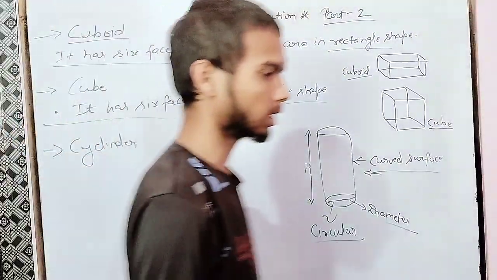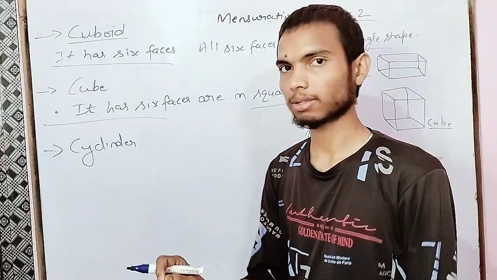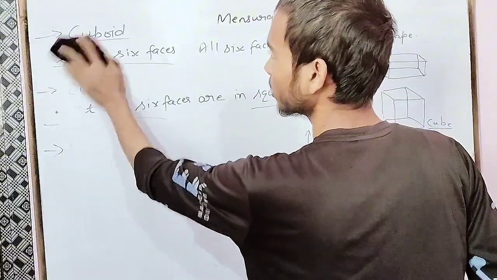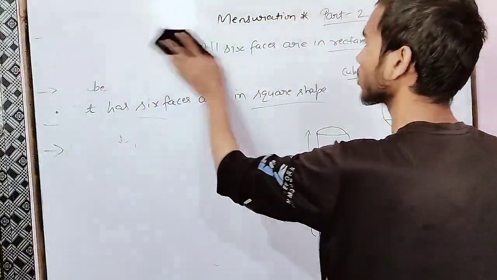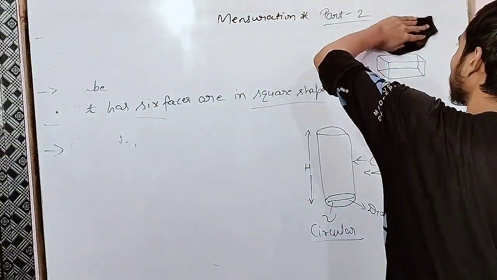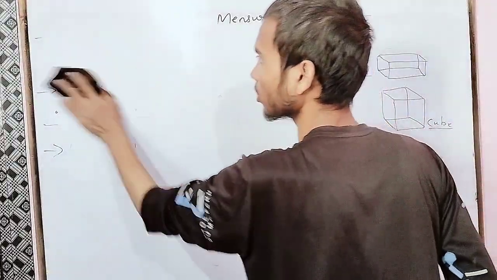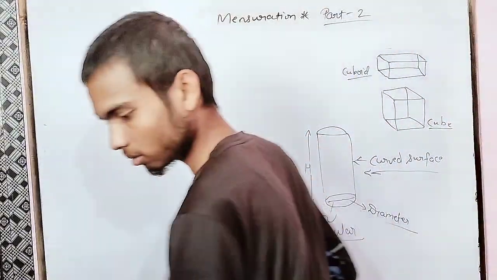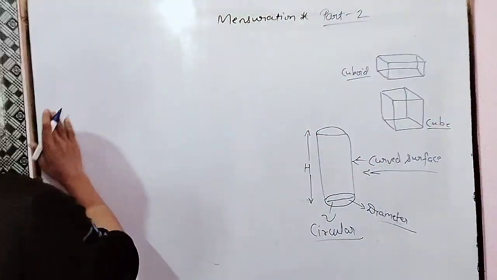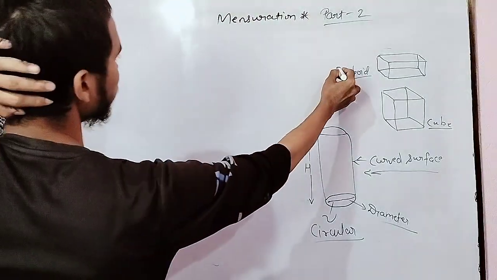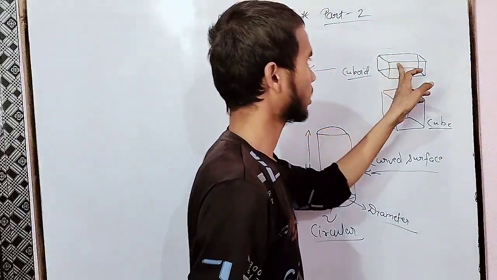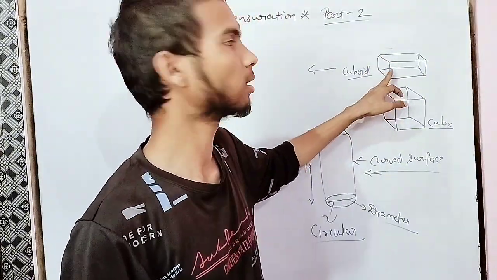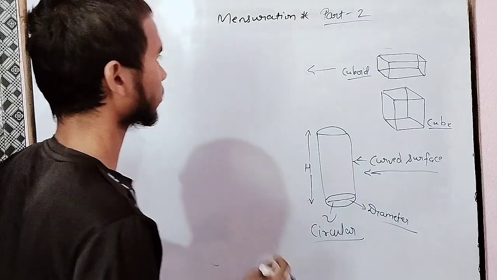Now it's time to discuss the formula of each shape. I am erasing this. Here, this is the cuboid formula. This is said to be the length, this the breadth, and this the height.